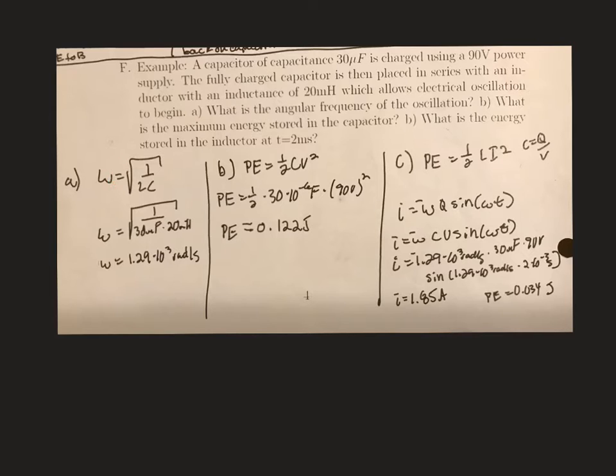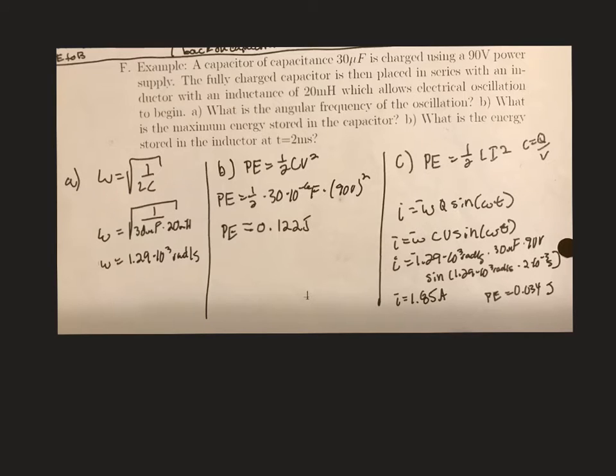So the angular frequency we learned in the previous video is equal to the square root of the inductance times the capacitance. So I plugged in my capacitance, I plugged in my inductance. Now mind you, when I actually put this in my calculator, I did 30 times 10 to the minus 6 and 20 times 10 to the minus 3. And remember, since we're dealing with an oscillation or an angular frequency, it's in units of radians per second.